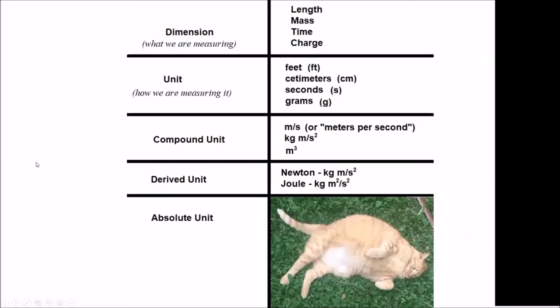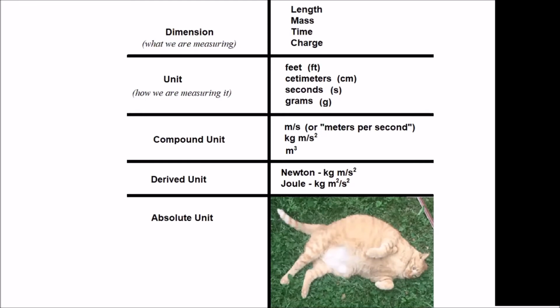So we've got different kinds of things. We've got dimensions, which is what we are measuring: length, mass, time, charge. We've got units, which expresses how we measure it. So we've got things like feet and centimeters, which are two different units that are measuring the length dimension. We've got seconds and nanoseconds and years and months and things like that. That's all different ways of measuring time. We've got grams or kilograms or whatever. Those are the different units for mass.